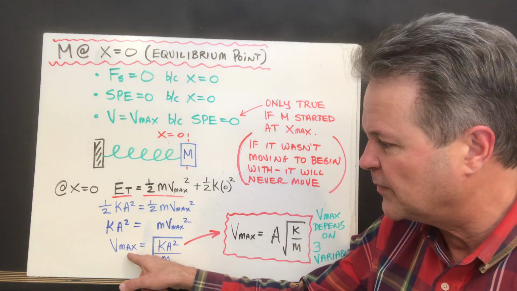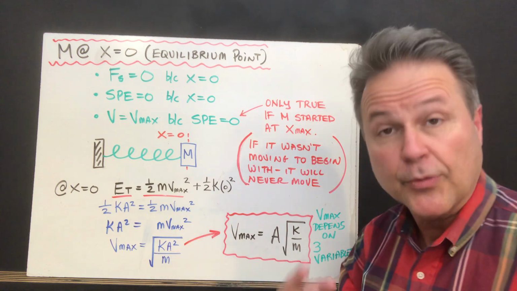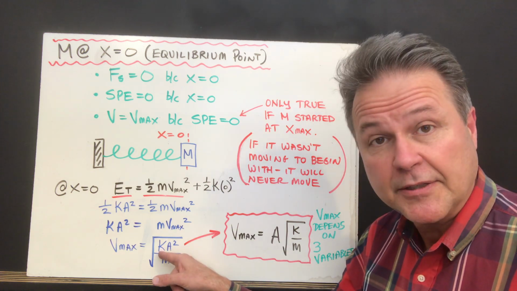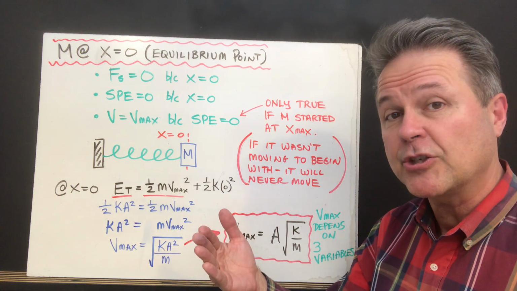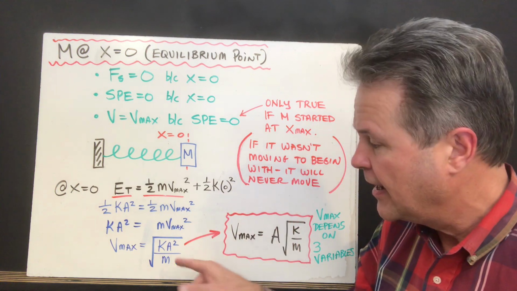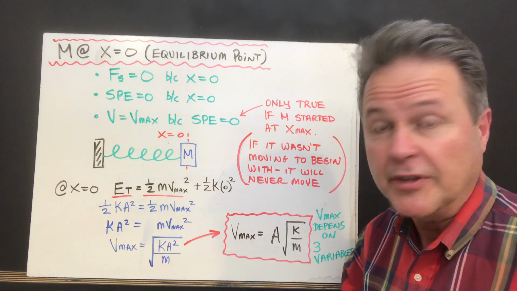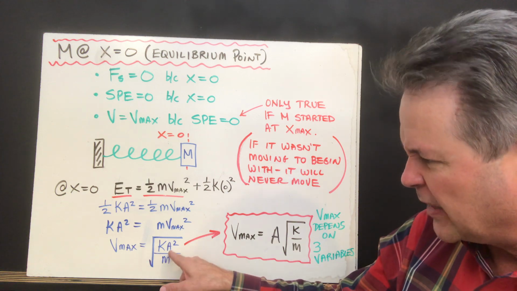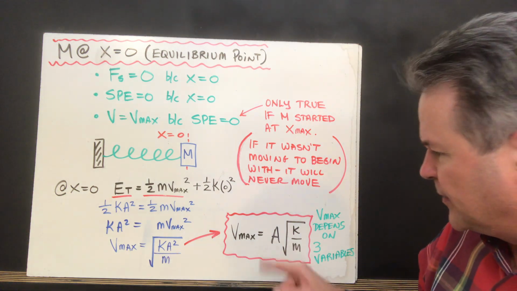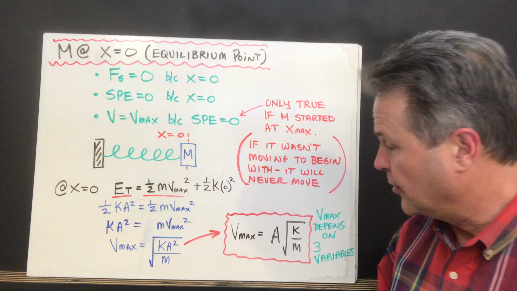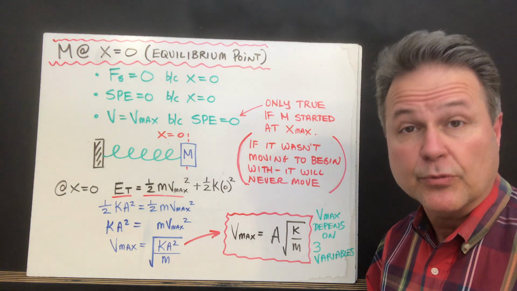And we see the maximum velocity depends on three things. It depends on the spring constant. It depends on how much you actually fully stretched it, or x max. And it also depends on the mass on the spring. So we can pull out the A there, and we get this final formula right there. So Vmax depends on those three variables.